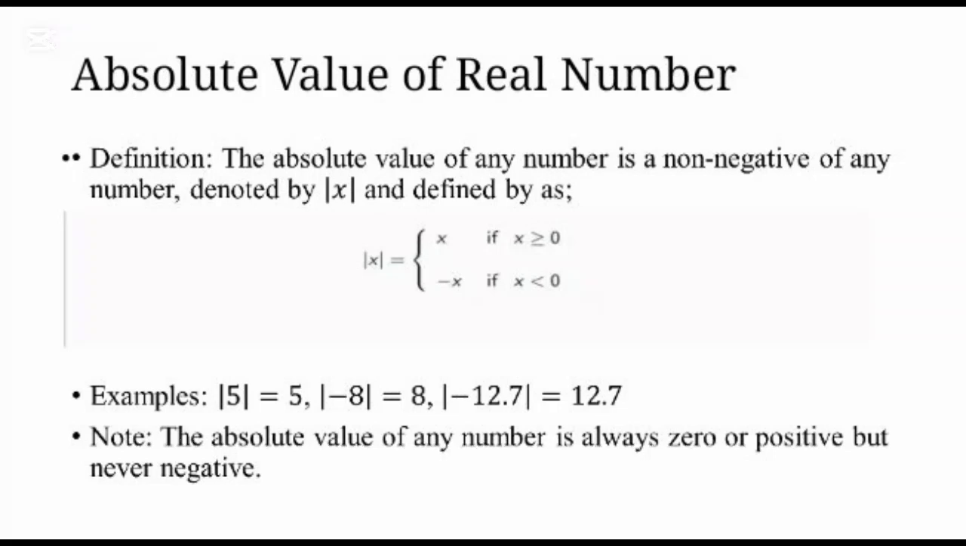Let's see some examples. The absolute value of 5 is 5. The absolute value of negative 8 is 8. The absolute value of negative 12.7 is 12.7. And here's something important to remember. The absolute value of any number is always 0 or positive, but never negative.